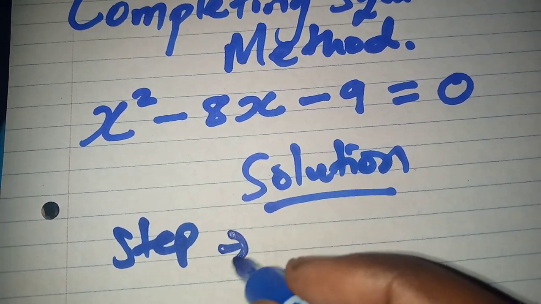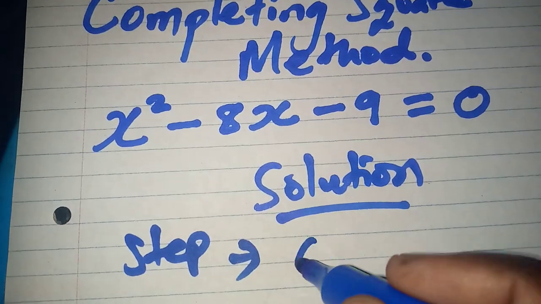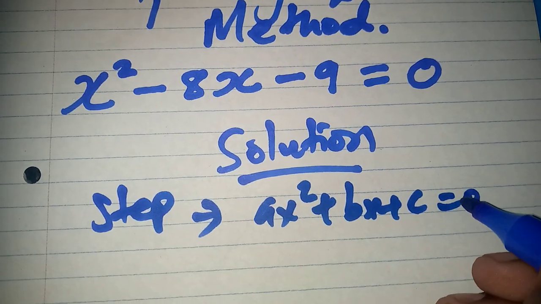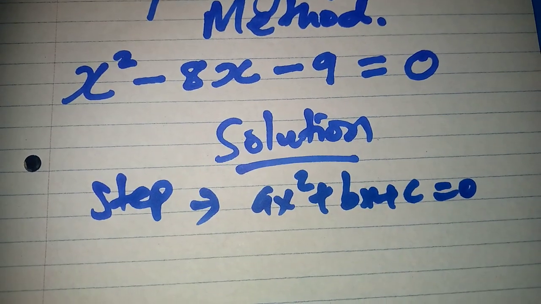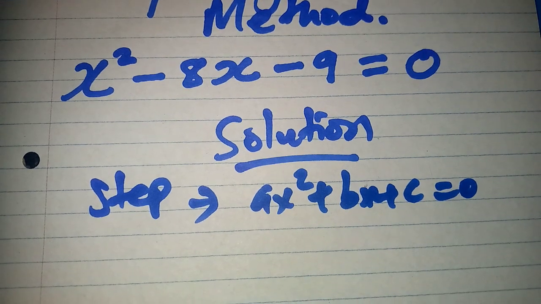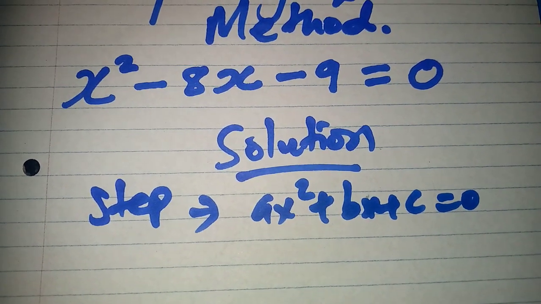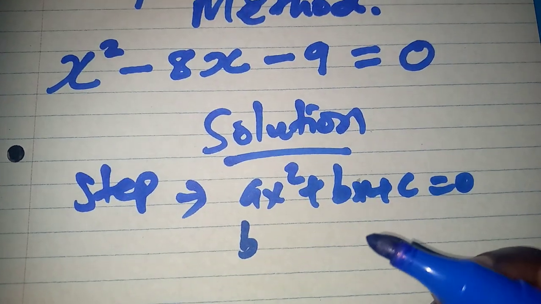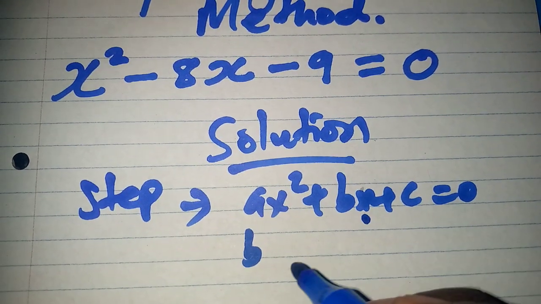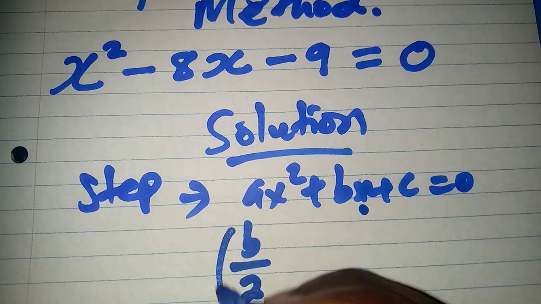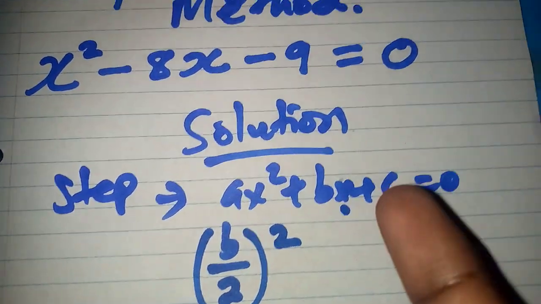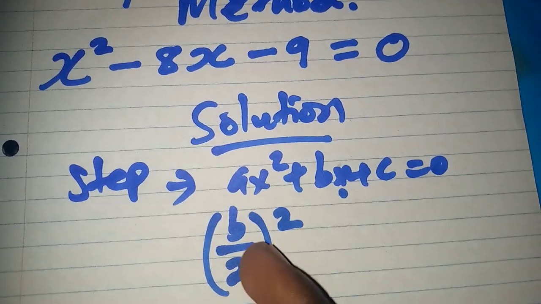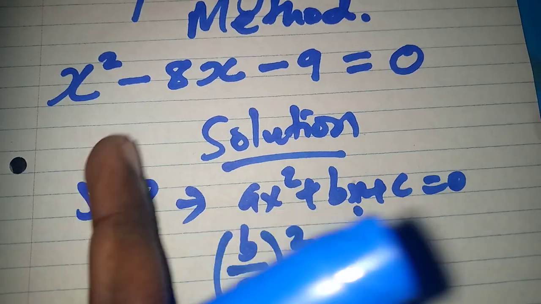a quadratic equation is usually in the form of ax squared plus bx plus c equals 0. This means that I should be able to identify what my b is. Remember, b is the coefficient of x, and then take a half of it and then square it. After doing that, I'm going to add it on both sides, this side and this side.